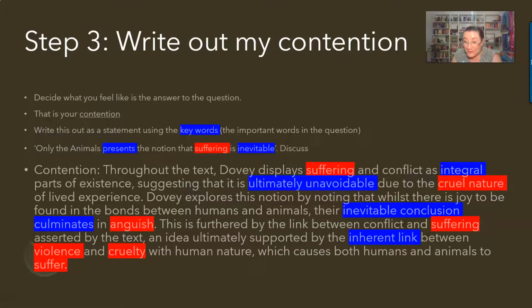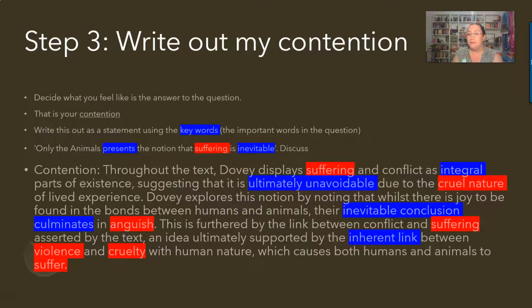And then the third kind of thing that I'm saying in this is that this is furthered by the link between conflict and suffering asserted by the text, an idea that is ultimately supported by the inherent link between violence and cruelty in human nature. So the other thing that I'm saying is that, yes, suffering is inevitable because, unfortunately, humans are violent and cruel, and that's what we do. And so, yes, it is kind of inevitable that suffering will be present because humans, we like to be violent and we like to be cruel. So that's my answer, okay?